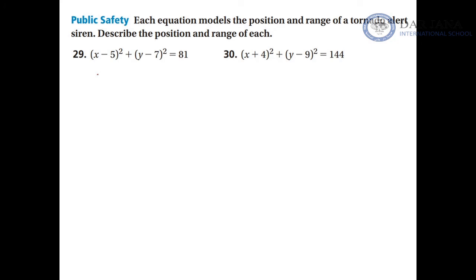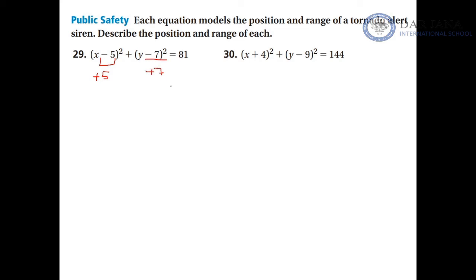So these are situated in places. The numbers here are related to the position of this siren. Now, if we consider the origin 0, 0 as our current position, the position of the tornado alert siren is the center of the circle. So how do I find the center here? It is 5. Remember, I flipped the sign, so it's positive 5 and positive 7.